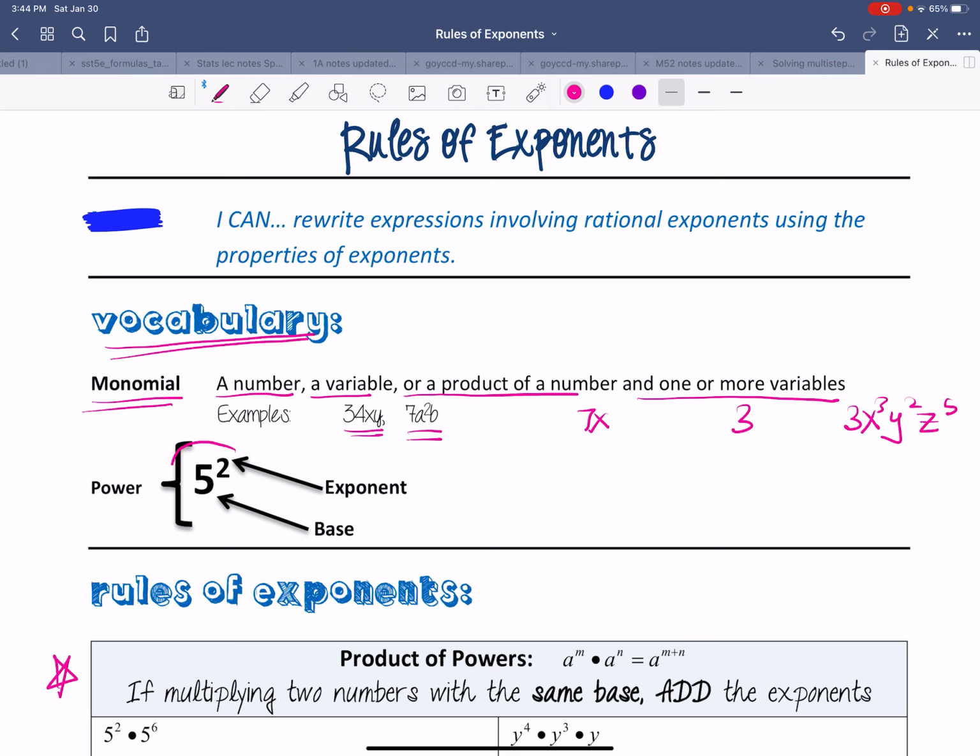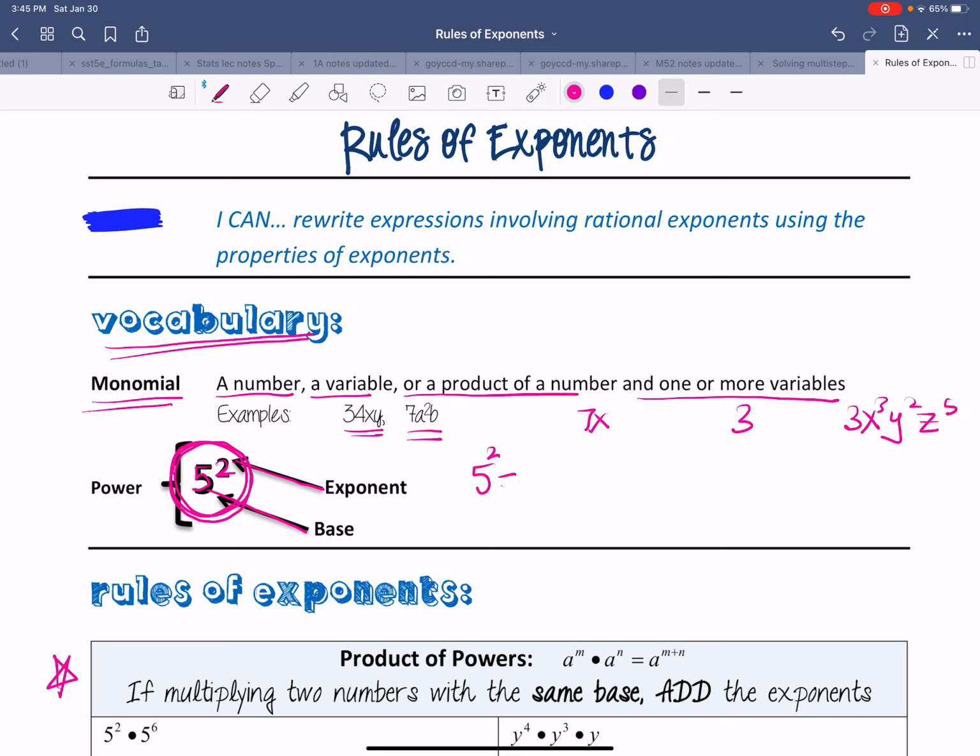When we have a term written as a power, so we have a number raised to an exponent, the bottom number is called the base. The one which is raised to the power is called the exponent.